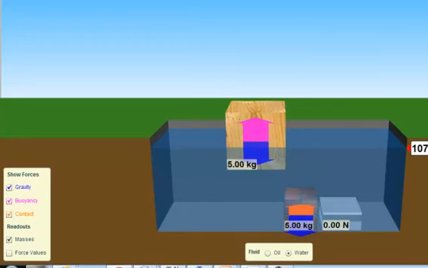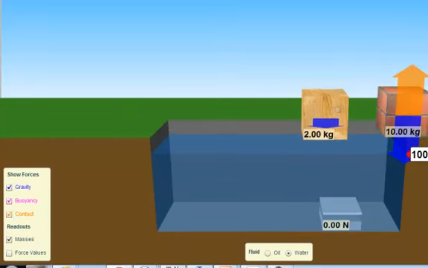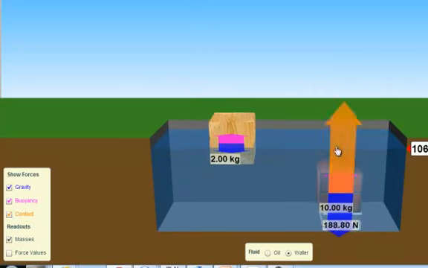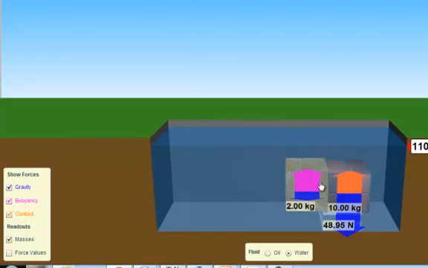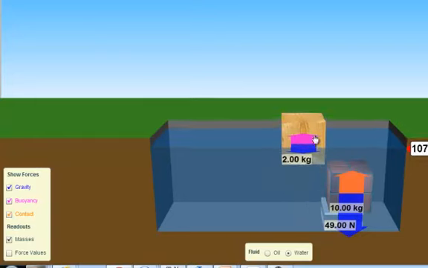Now let's go with identical volumes. So now I have the same volume of wood and bricks. Notice the magnitude of this buoyant force. If I drag the wood block underwater, you can see that those two buoyant forces are the same. So even though the objects have different weights, the fact that they're displacing the same volume of water means that they're going to have identical forces.